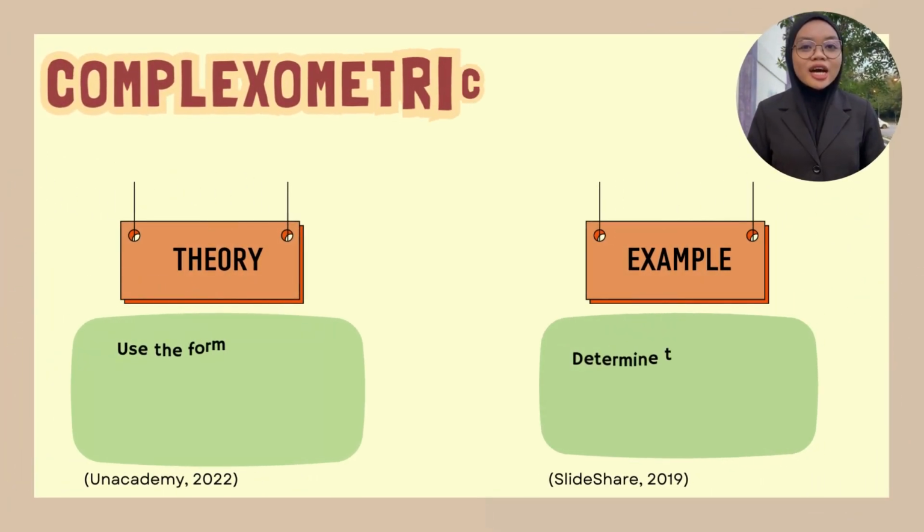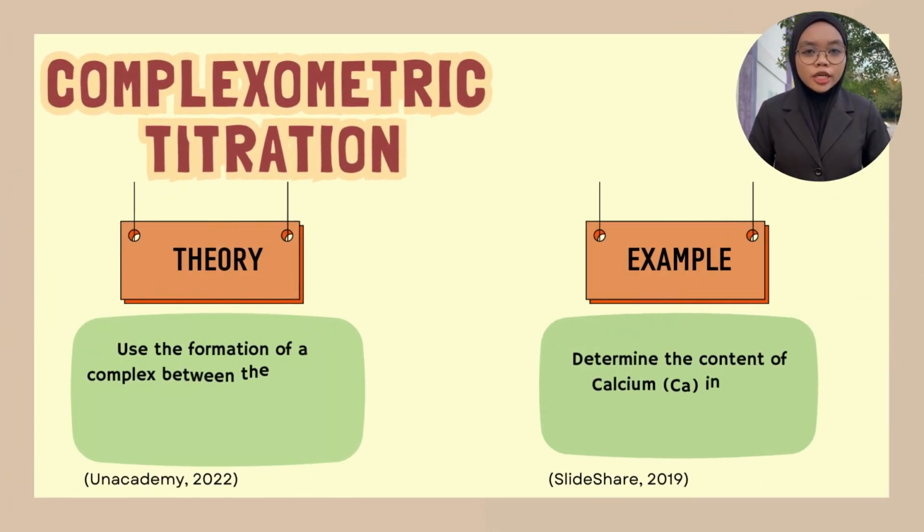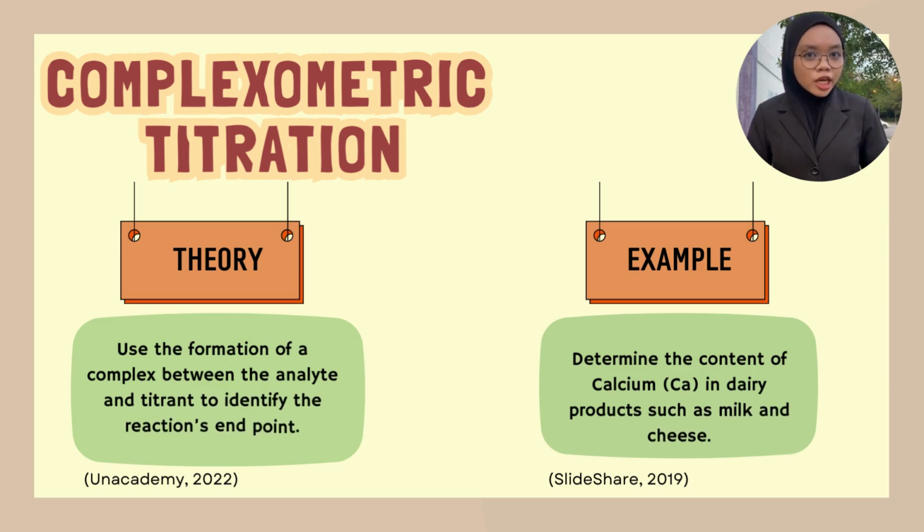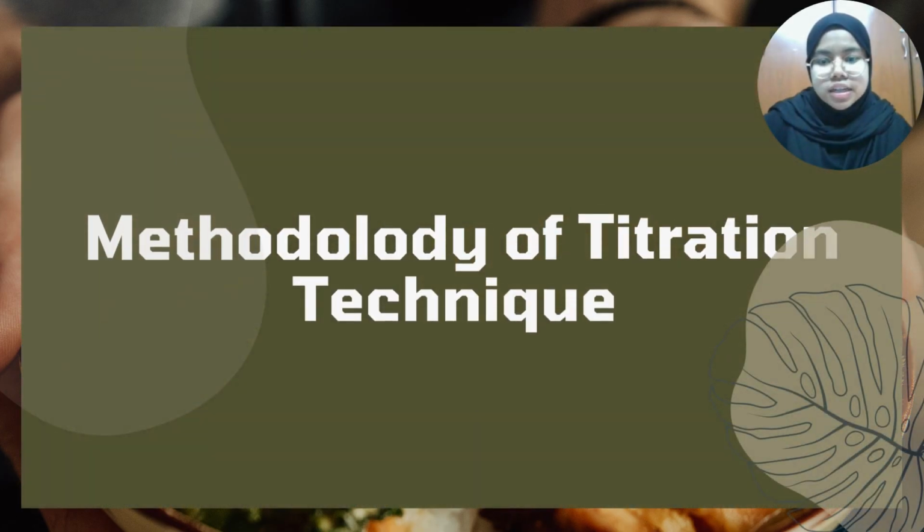Last but not least, complexometric titration. Theoretically, it is a type of volumetric titration that uses the formation of a complex between analyte and titrant to identify the reaction's endpoint. As an example, it is used to determine the content of calcium in dairy products such as milk and cheese. Here is the methodology of the titration technique.